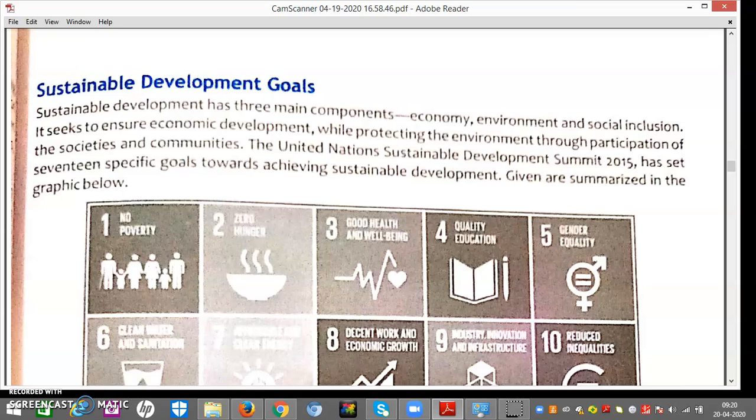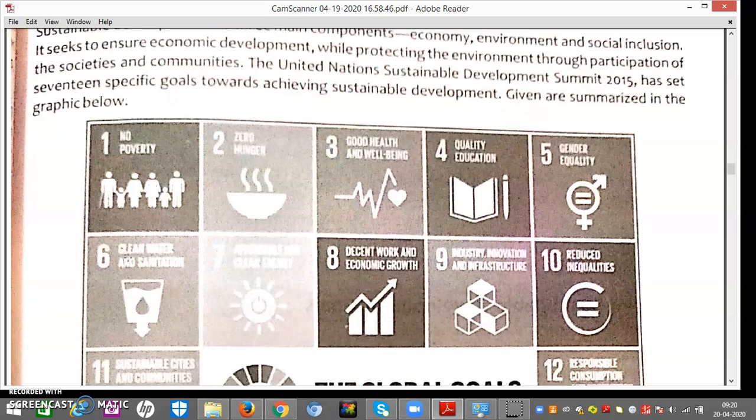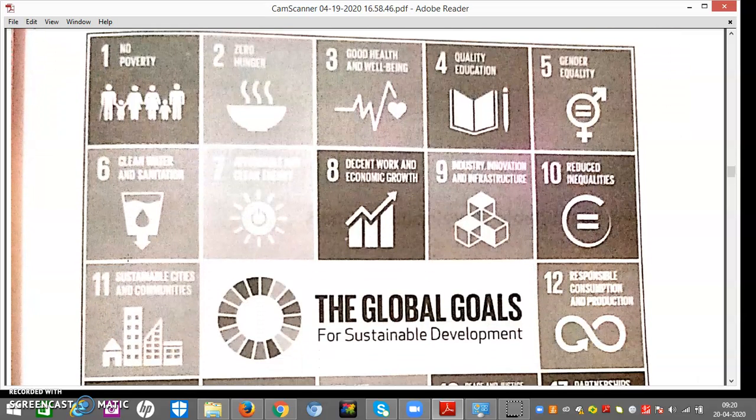The United Nations Sustainable Development Summit 2015 has set 17 specific goals towards achieving sustainable development, which are summarized in a diagram. So, what is their first goal? That there should be no poverty. It means all the resources should be distributed equally between all the members of a nation or the universe.